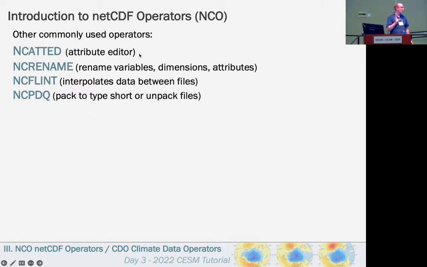Other ones: NC attribute editor. That means if I just want to change attributes like units and long name, this does that really quickly. NC rename, I'll let you figure out what that one does on your own, but you can probably guess. And then NC Flint, which allows you to interpolate between two files, and I don't know how to pronounce this one, NC PTQ, which basically allows you to pack data, which is kind of like compression. But again, be wary that it can have trouble with older versions of NetCDF files, like NetCDF 3.